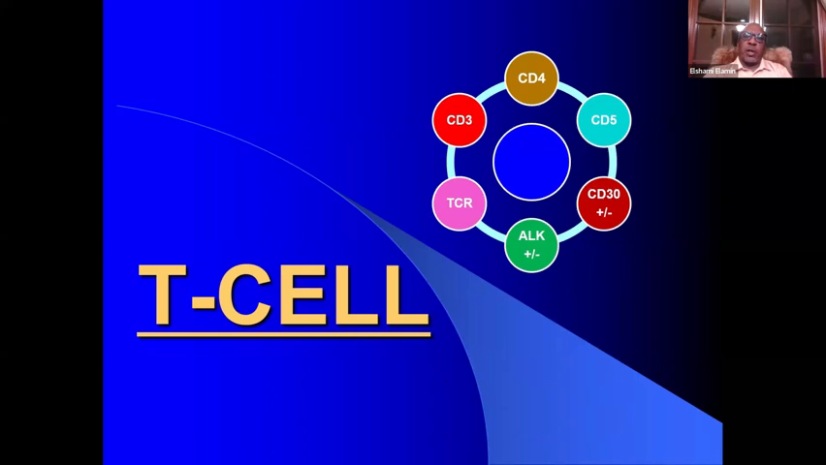Remember, the T-cell has lower CD markers like CD3, 4, 5, but it has some of the higher, which is CD30, and it has an implication on treatment, and also ALK, it could be ALK positive, ALK negative. So those are the two that we need to know when we diagnose T-cell lymphoma: CD30, is it positive or negative? ALK positive or negative? That affects our decision for treatment.